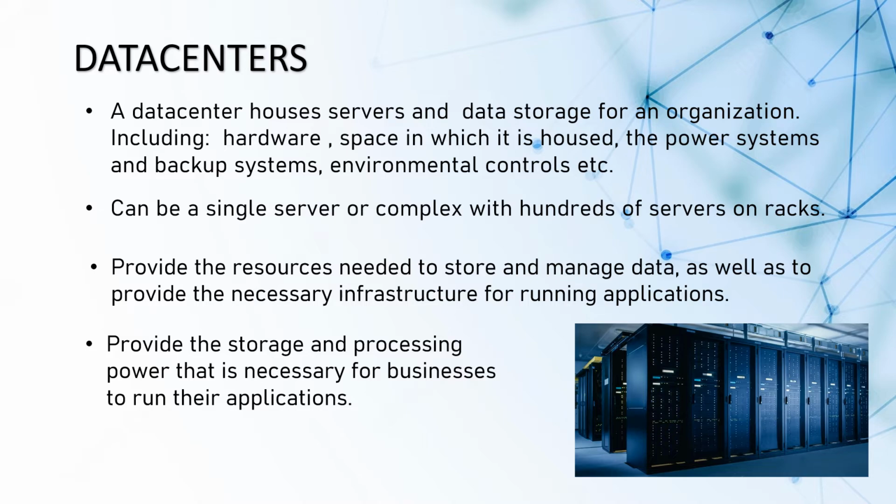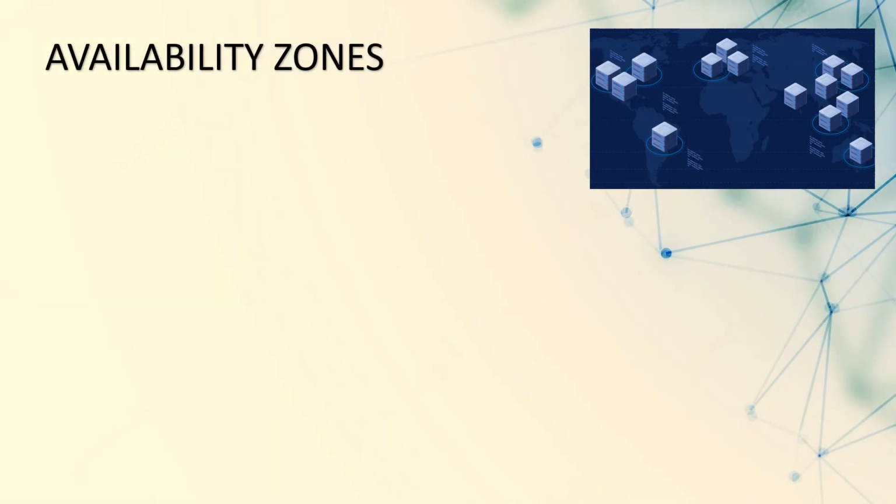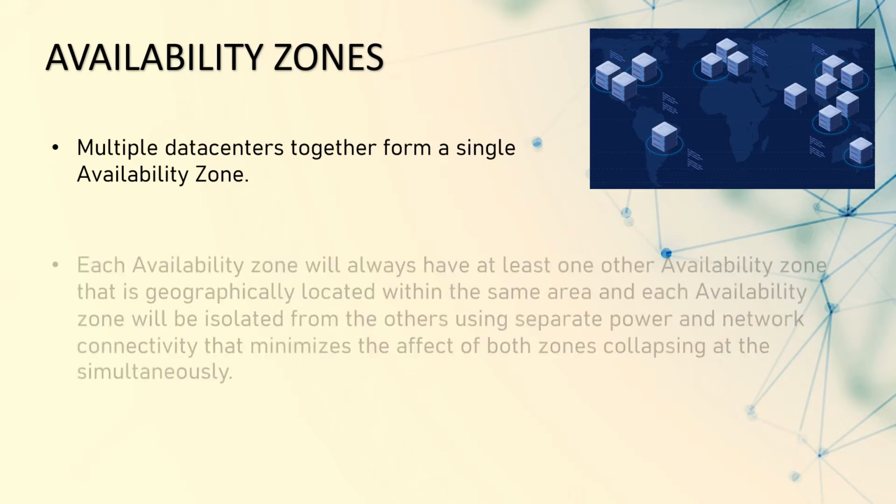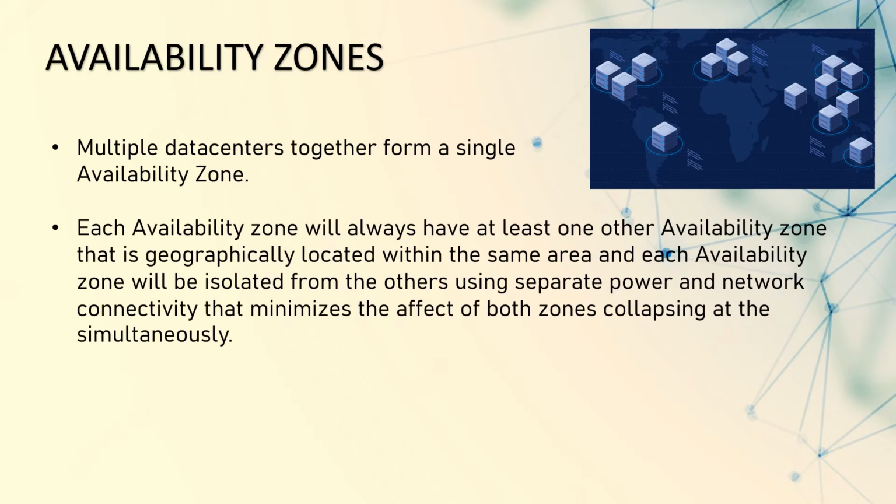Now let's talk about availability zones. Availability zones are made of many physical data centers. This is where the actual compute, storage, network, and database resources are hosted that we as consumers provision within our virtual private clouds. A common misconception is that a single availability zone is equal to a single data center. This is not the case. In fact, it's likely that multiple data centers located close together form a single availability zone.